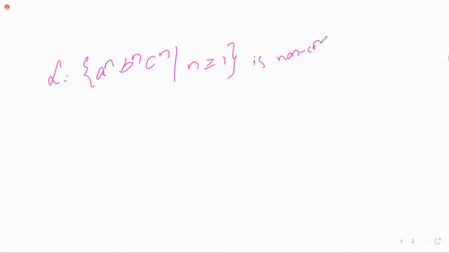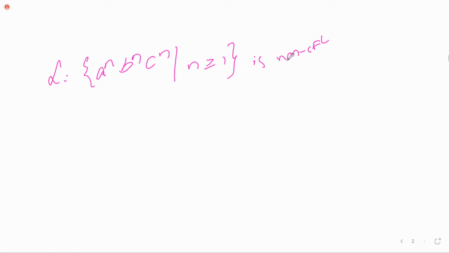The given language L equals a power n, b power n, c power n, where n is greater than or equal to 1, is non-CFL. We have to prove that the given language is not a context-free language. We have to prove this by using the pumping lemma technique.